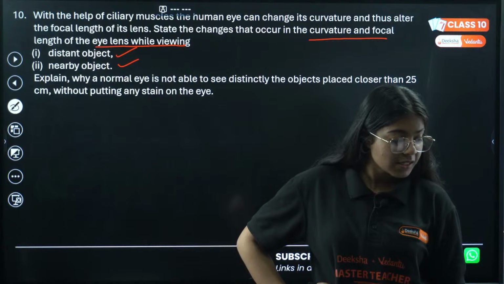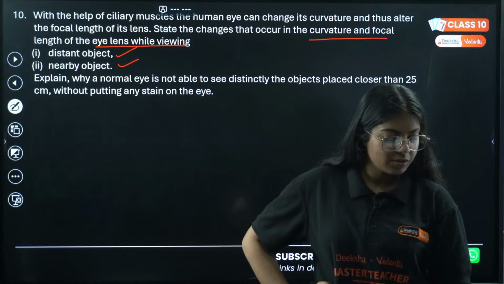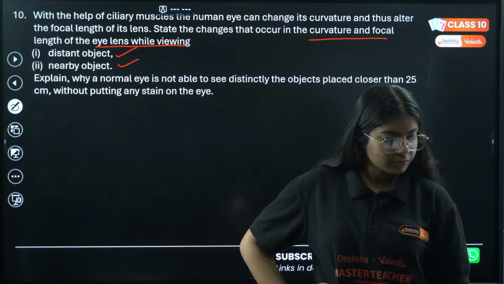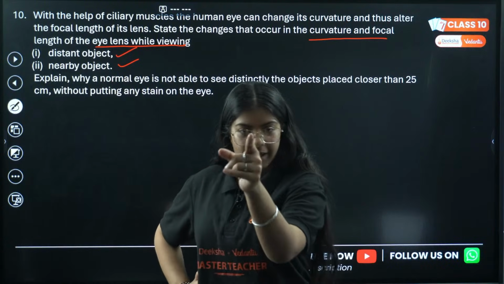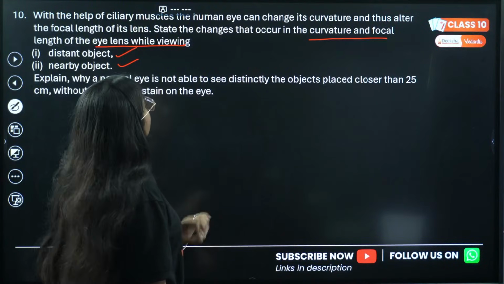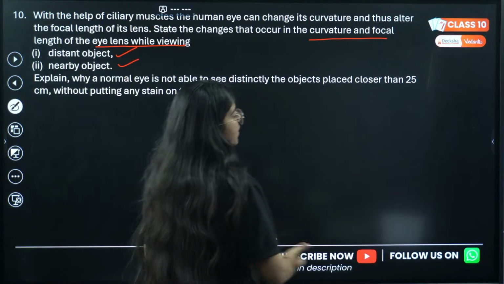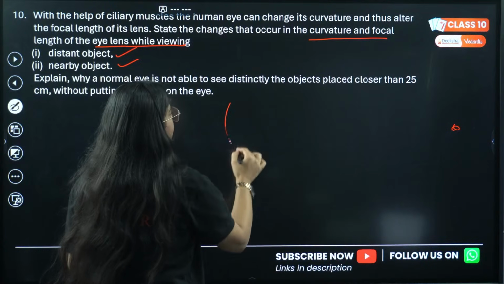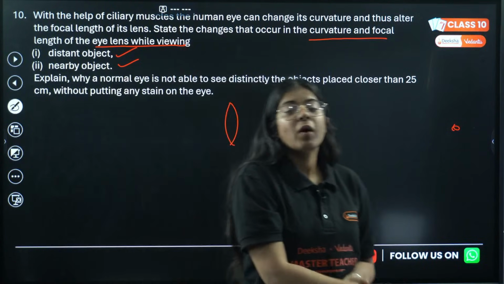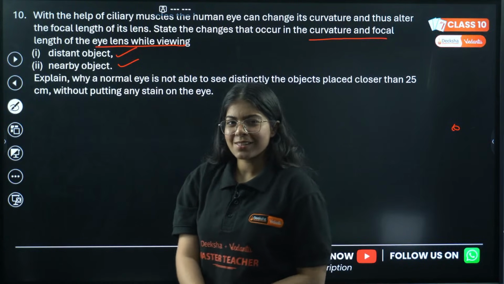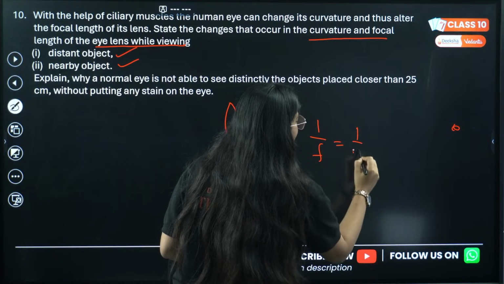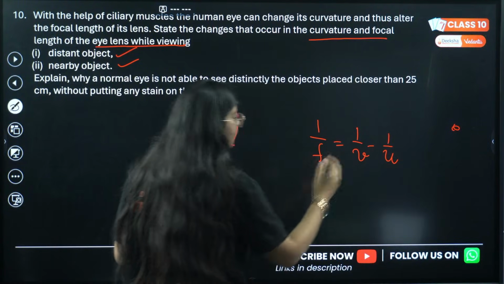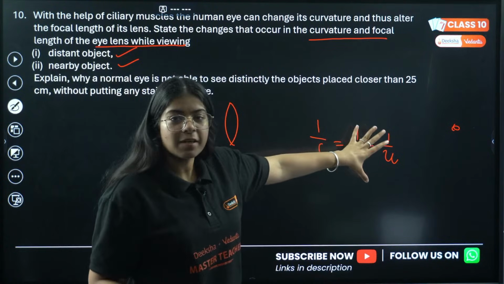Guddu is saying decrease for distant ones or near ones. Okay, let me tell you the answer. Aryan is correct. So for distant objects, when objects are at a distance, and this is my eye lens, let me tell you this numerically. I have this formula, 1 by f equals 1 by v minus 1 by u. Now my image distance remains the same.